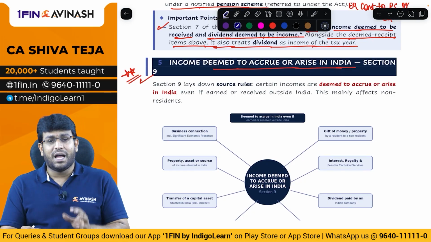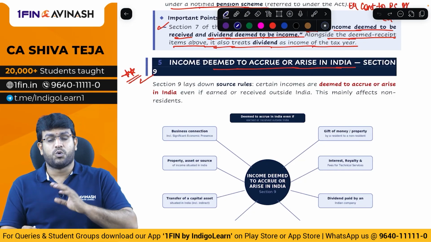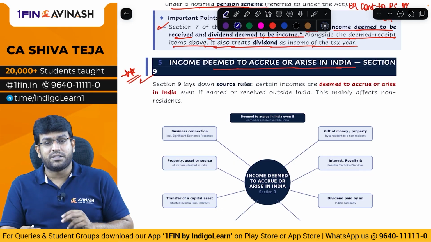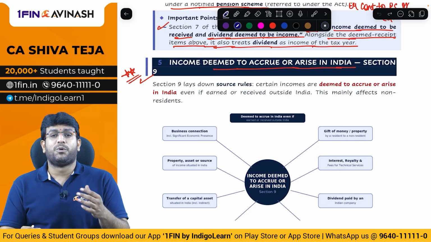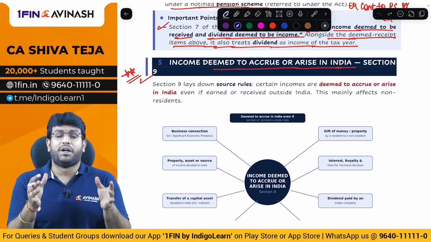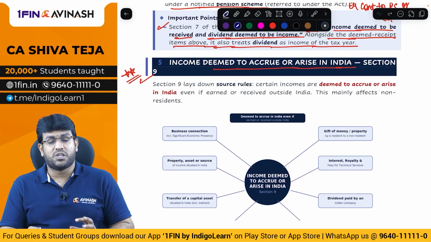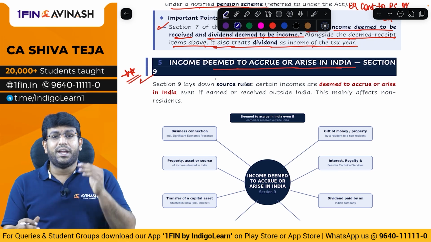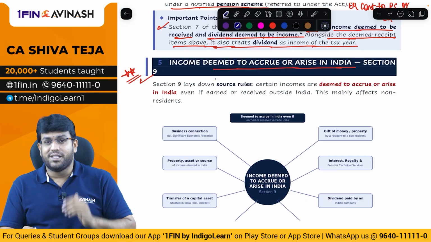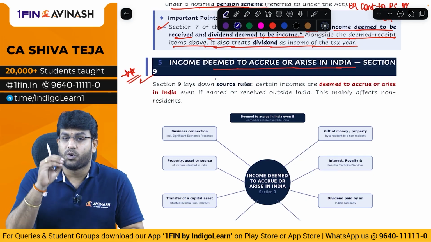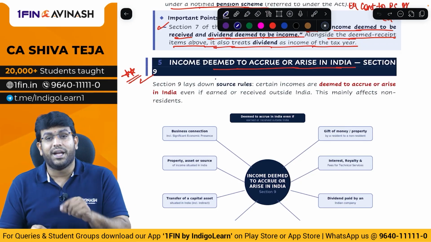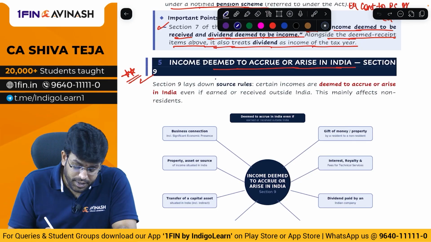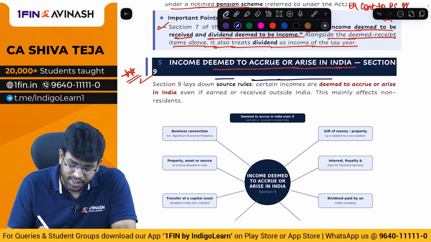Let's talk in detail. And once we complete this section, we have a few more questions to solve. In this topic, we discussed section 5, scope of total income. We discussed section 6, residential status for different types of persons. We discussed section 7, income deemed to be received in India. Now we are trying to understand section 9, income deemed to accrue or arise in India. That means even though income accrues outside India, it is still deemed to accrue or arise in India. That is the concept.